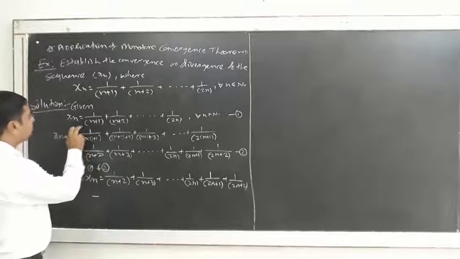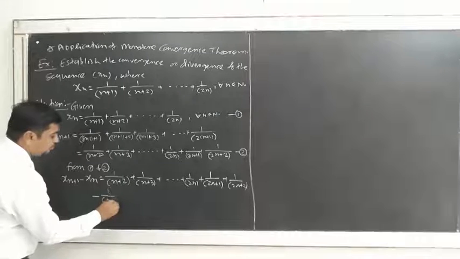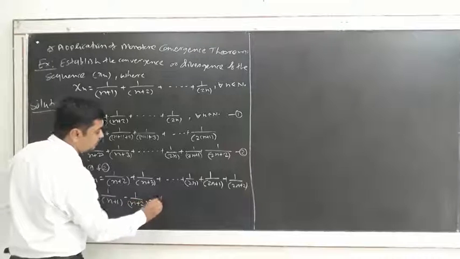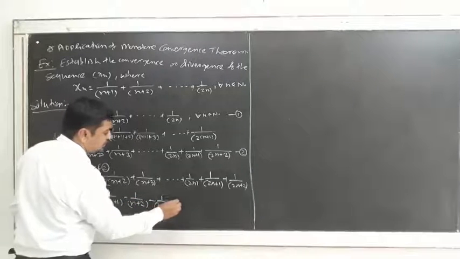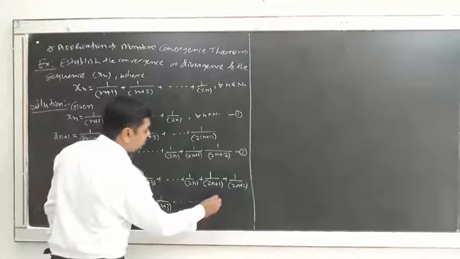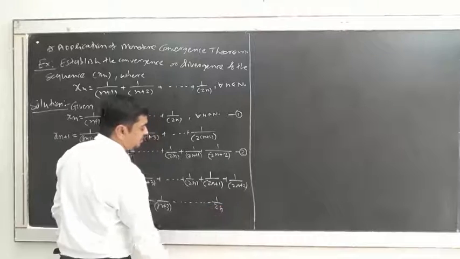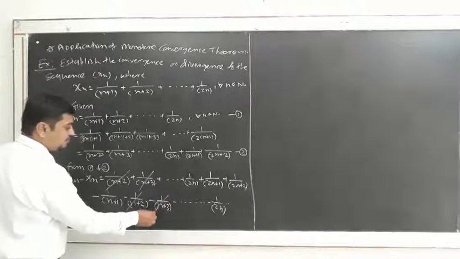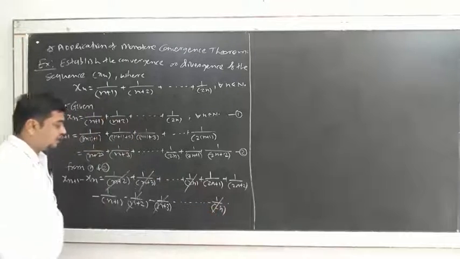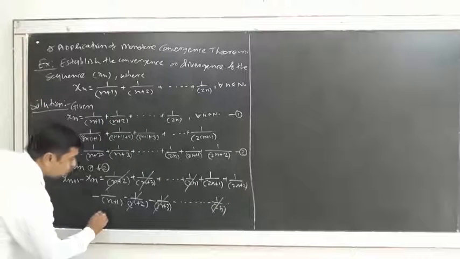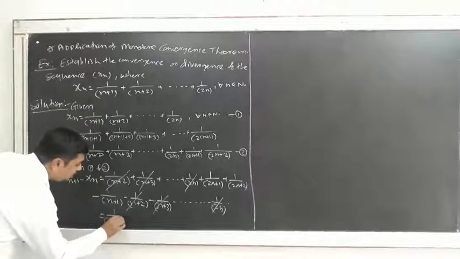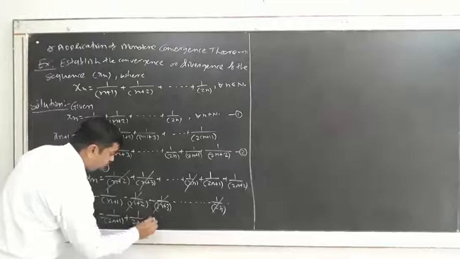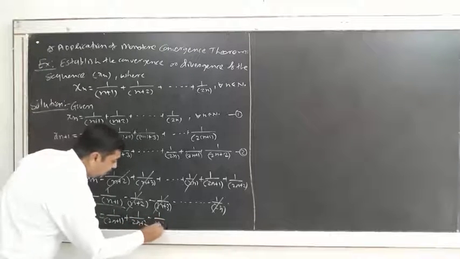minus what? We have xn. So just subtract: 1 upon n plus 1, minus 1 upon n plus 2 and so on, minus 1 upon n plus 3, and like this, minus 1 upon 2n. So now if you see this, all these terms get cancelled. Similarly after this all the terms get cancelled. So what is remaining here? 1 upon 2n plus 1, plus 1 upon 2n plus 2, minus 1 upon this one term that remains, that is n plus 1.